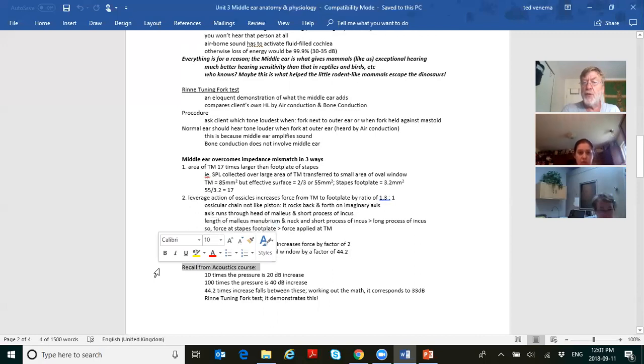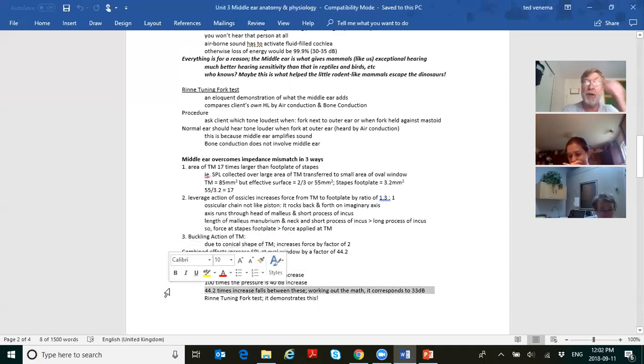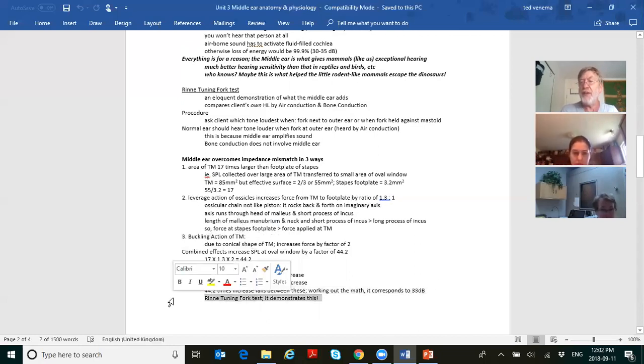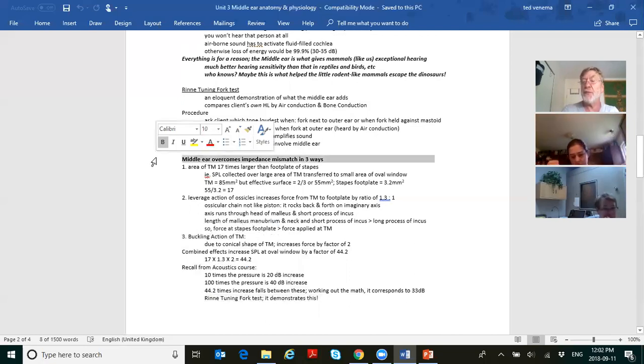And then recall from acoustics course. If you've increased the pressure by a factor of 10, you go up by 20 dB. Increase the pressure by a factor of 100, you go up by 40. 44 to 1 is somewhere between 10 and 100. So basically, it'll work out to about 30 to 35 dB. And the Rinne tuning fork demonstrates this. The Rinne tuning fork test is an eloquent demonstration of how the middle ear overcomes the impedance mismatch.